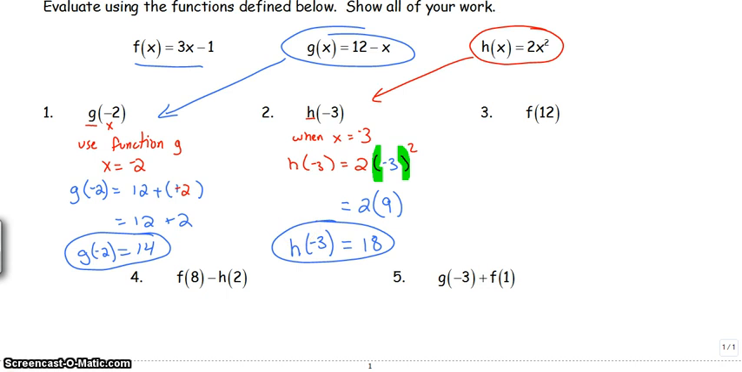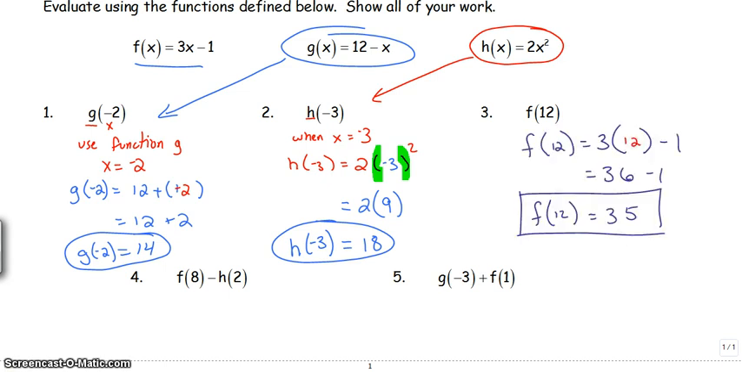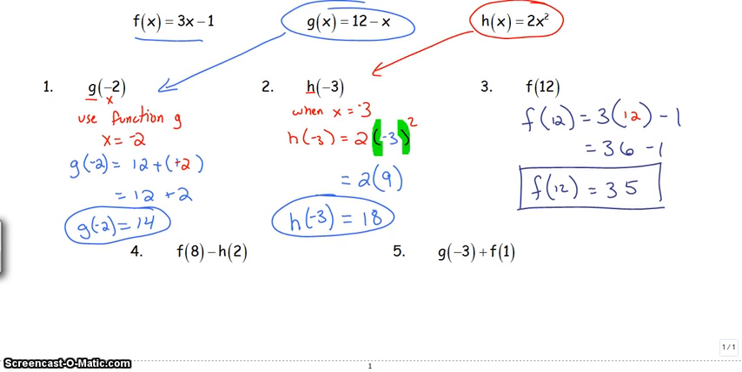Go ahead and solve number 3 right now, please. I'm going to press pause, so you should press pause, solve it, and then check your answer. Okay, so we should have got the function f when x is 12 is 35. If you did not get that, please go back and check your work.